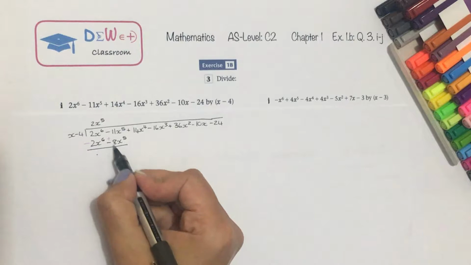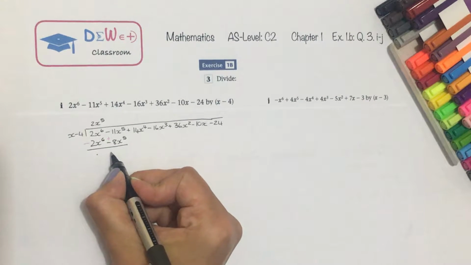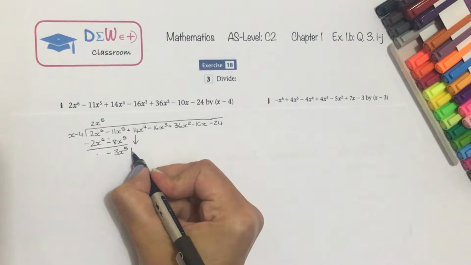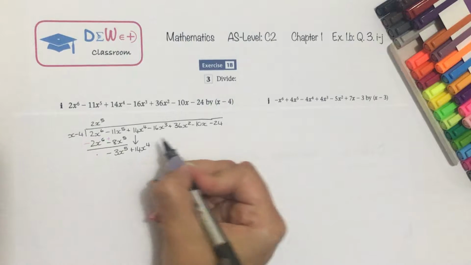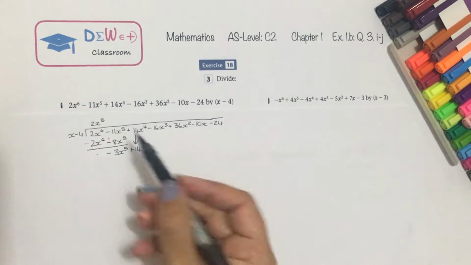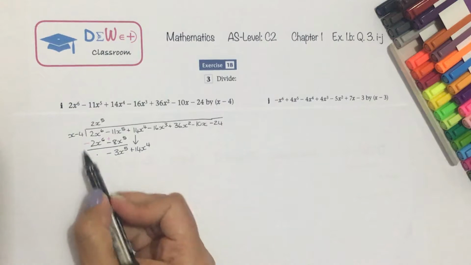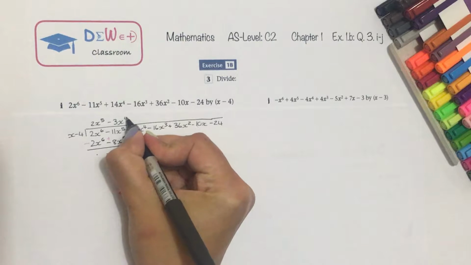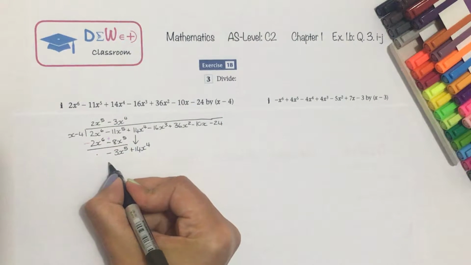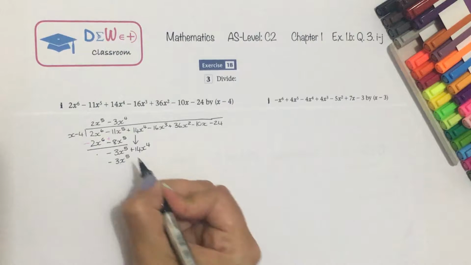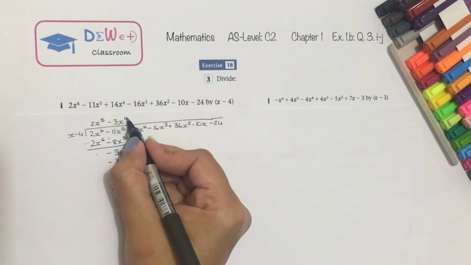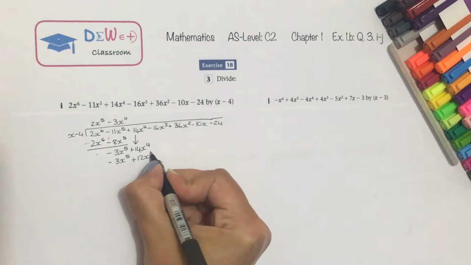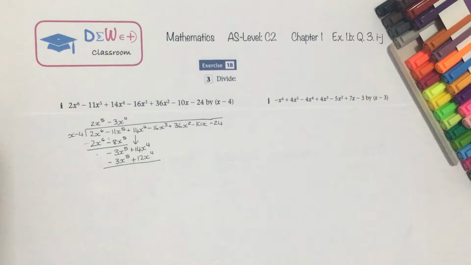Minus 11x to the power of 5 plus 8x to the power of 5 gives us minus 3x to the power of 5. We bring down the plus 14x to the power of 4 just to start the whole division process again. So we've got minus 3x to the power of 5 divided by x, which gives us minus 3x to the power of 4. If we multiply that back in, we get minus 3x to the power of 5. Minus 3x to the power of 4 times minus 4 gives us plus 12x to the power of 4. And we need to subtract them.